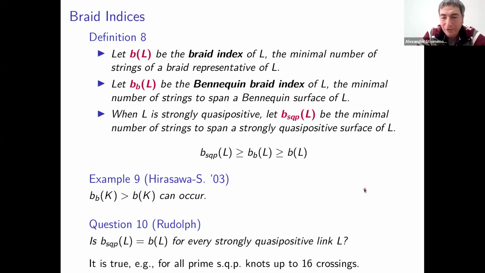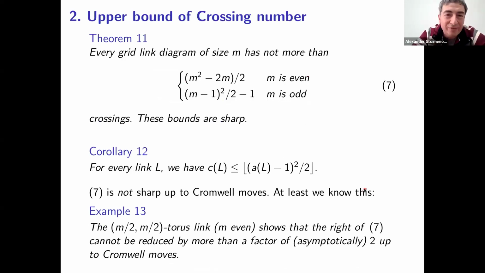Yeah, and that question is open, and I will again talk about some applications to the question. So for example, we know that it is true for all the strongly quasi-positive knots up to 16 crossings. This now is kind of just a remark that once you have a grid diagram, you can get some bound on the crossing number. The interesting thing is that I never found anywhere in the literature any upper bound of the crossing number in terms of the arc index. The other way around it exists, and I will talk about it later.